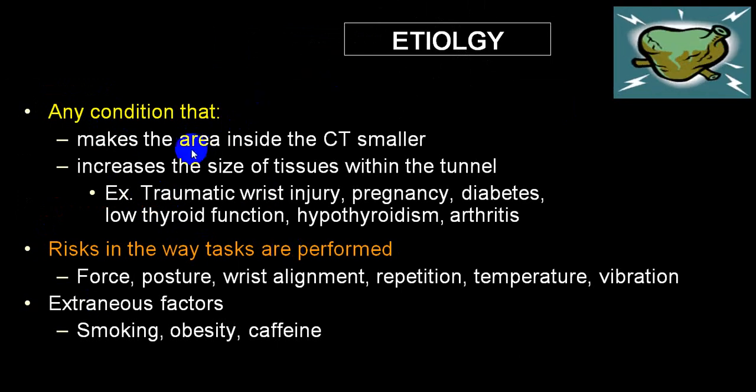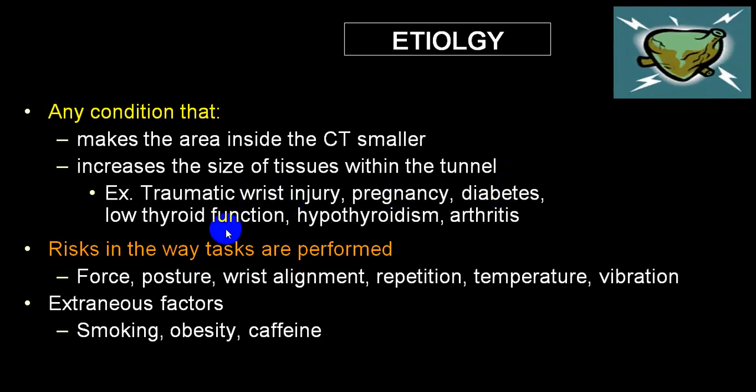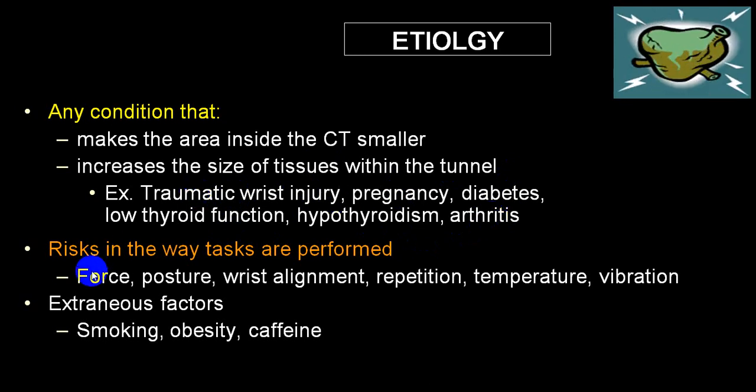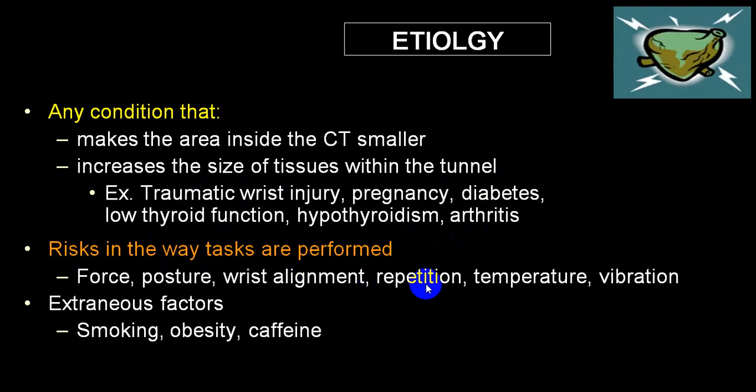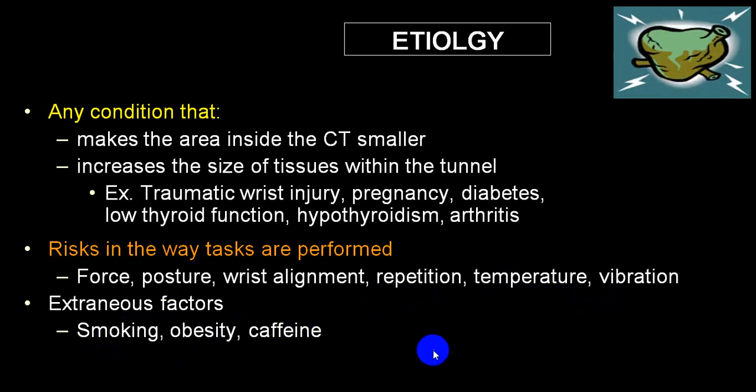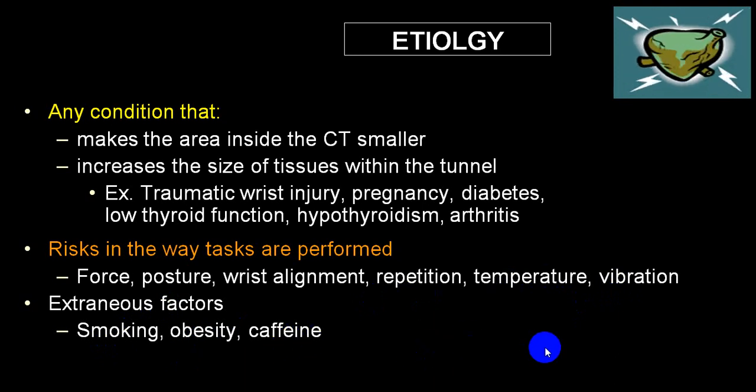Any condition that makes the area inside the carpal tunnel smaller, or increases the size of the tissue within the tunnel, contributes, either because of traumatic wrist injury, pregnancy, diabetes, hypothyroidism, or even arthritis. This is also because of increased force, posture, disturbed wrist alignment, repetitive movements, temperature, and vibration injury. There are also some extraneous factors like smoking, obesity, and excessive consumption of caffeine, which are considered risk factors.